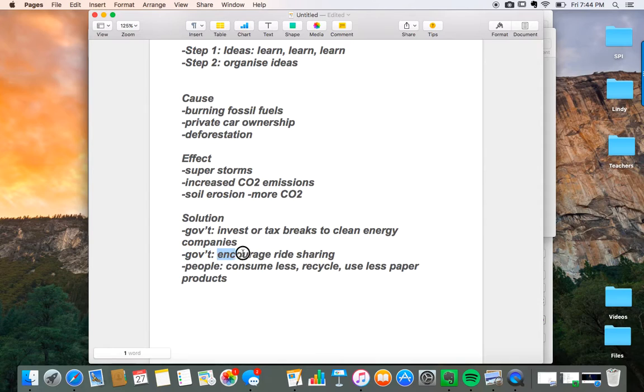Also, the government can encourage ride sharing. So that's a key point. Governments can do this. They can either regulate, they can do government work, or they can educate, and they can encourage people to use companies like Uber. That works in some cities, but not in others.